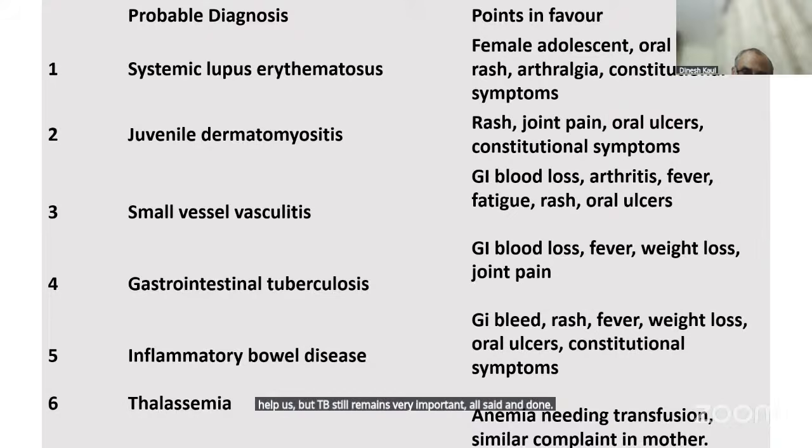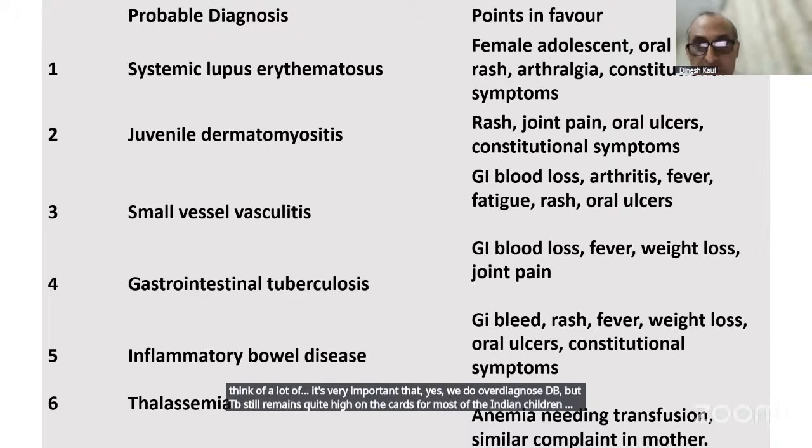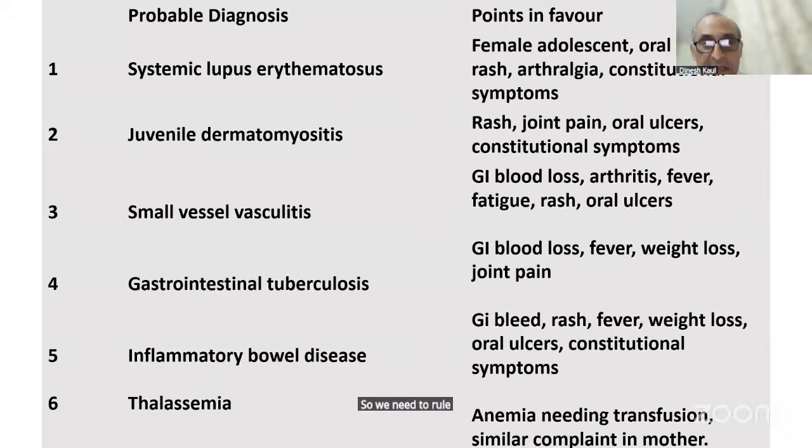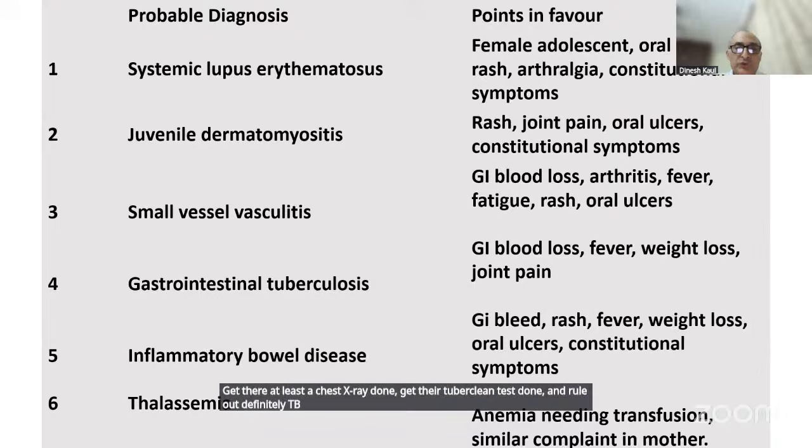It's very important that yes, we do overdiagnose TB, but TB still remains quite high on the cards for most Indian children. So we need to rule out, get at least a chest X-ray done, get a tuberculin test done, and rule out TB definitely before we move to other disorders. Okay, go ahead.